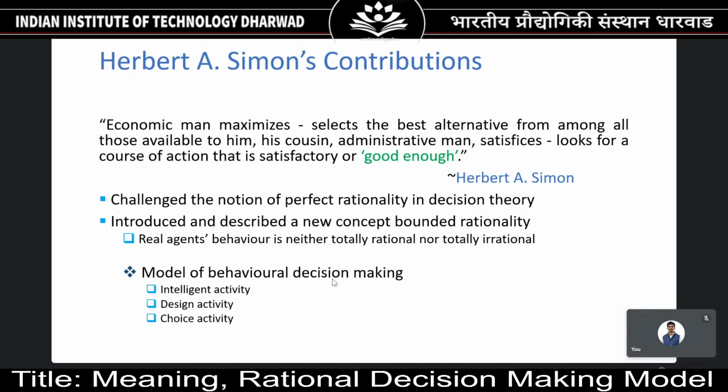He further proposed a model for behavioral decision making when an individual is solving a complex decision making problem. According to him, any complex problem can be broken into three parts. First is intelligence activity, second is design activity, and third is choice activity. The first phase is called intelligence activity. In that phase, decision makers identify their goals and problems, and acquire relevant information as much as they can.